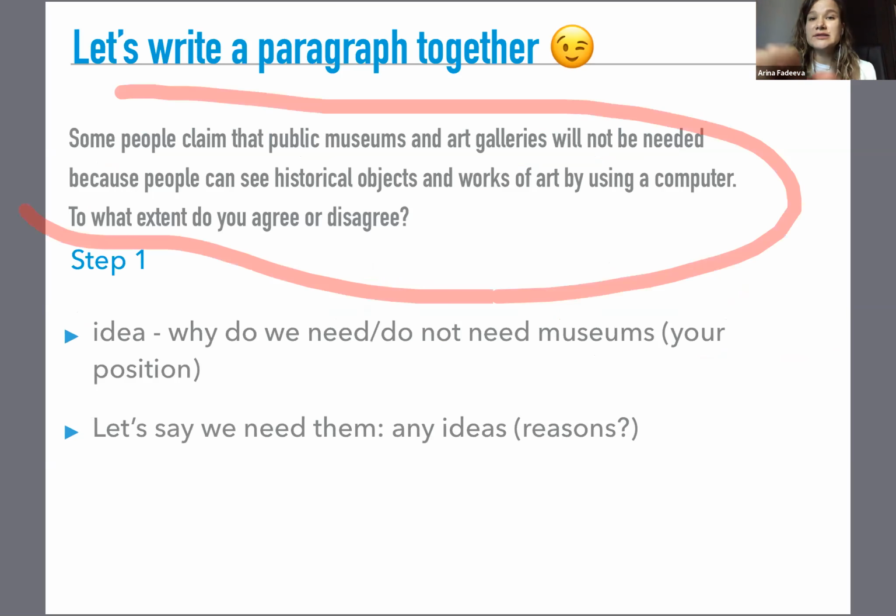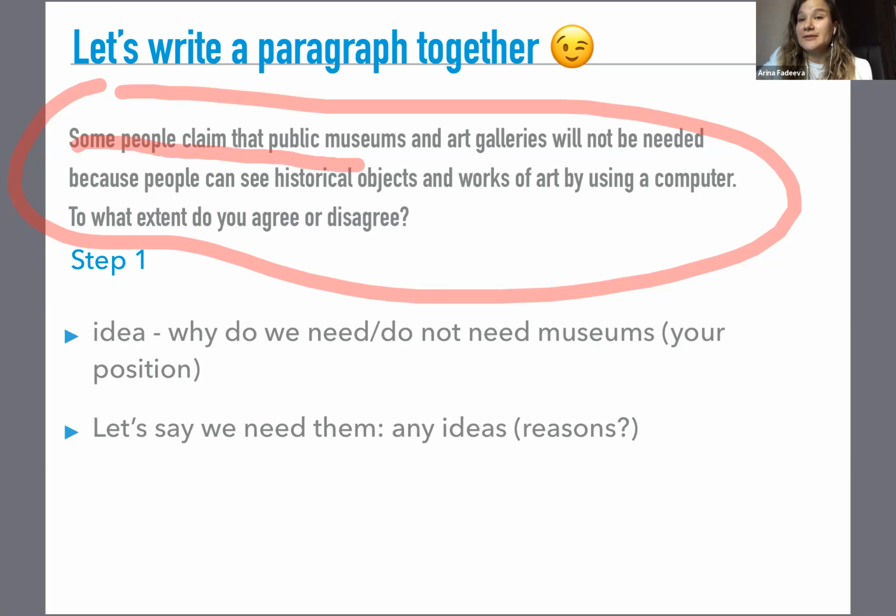By the way, this topic has been recently used in IELTS in a real exam, and I've decided to demonstrate how to write a good paragraph on such a topic. So it's from a recent exam. I guess my student got this topic last week. Yeah. So let's read it together.